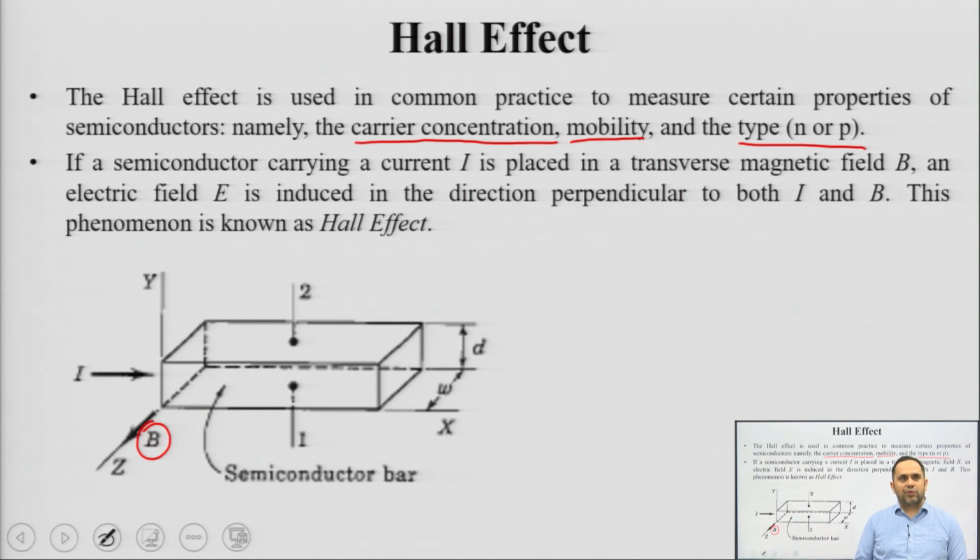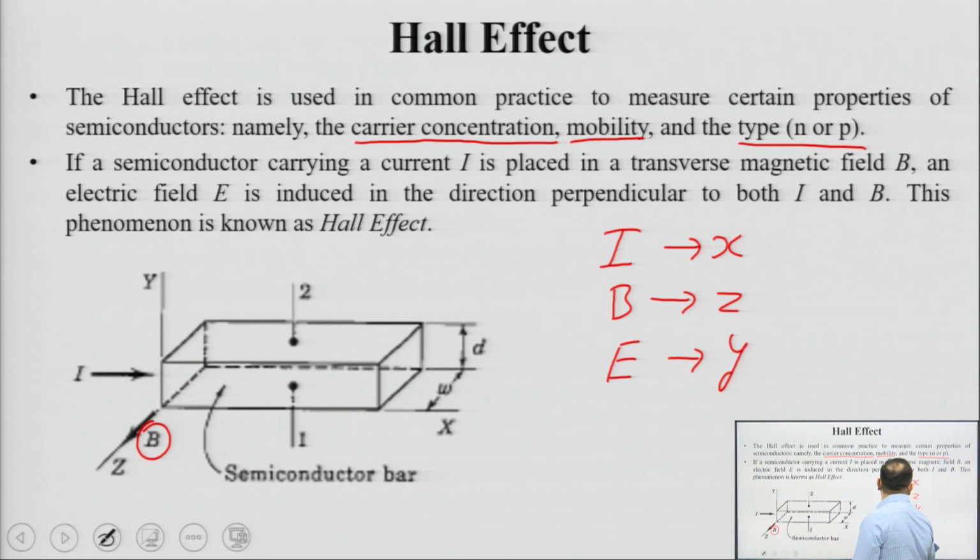So, a semiconductor is carrying a current I, and the direction of current is the x direction. If such a material is placed inside a magnetic field B, whose intensity is B, such that both I and B are transverse to each other, so B is in the z direction. In such a case, it is known that an electric field E is induced in the direction which is perpendicular to both I and B. So, an electric field will be induced in the y direction.